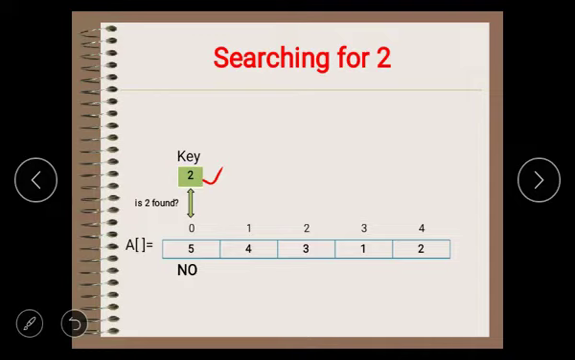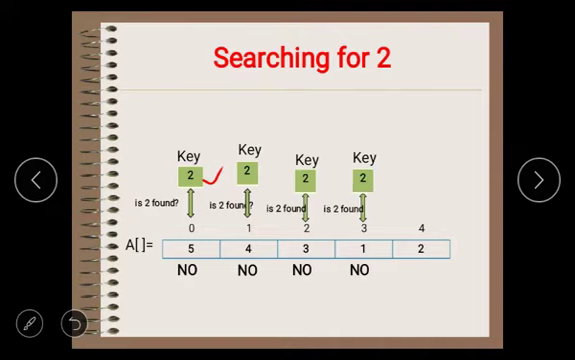Is 2 equal to 5? No. So the 2 is not matched with the first element 5. So it will compare with the next element. Is the search element 2 equal to the first index position value 4? No. So it will go for the next value. Now it will compare the search element 2 with 3. Is it matched? No. So it will compare with the next element. Is 2 matched with 1? No. So it will compare with the next element.